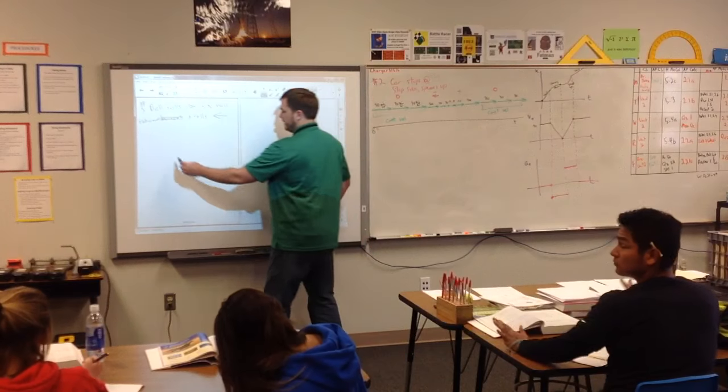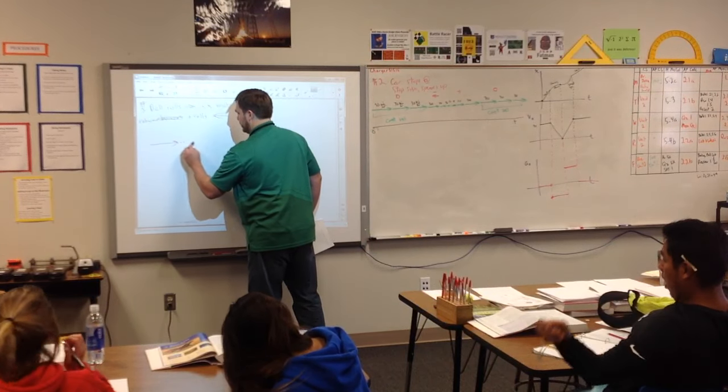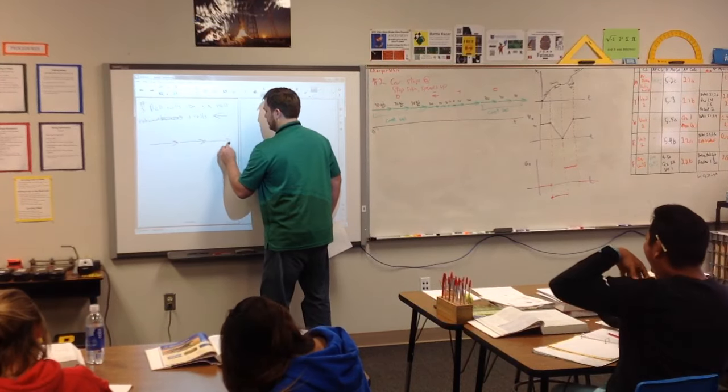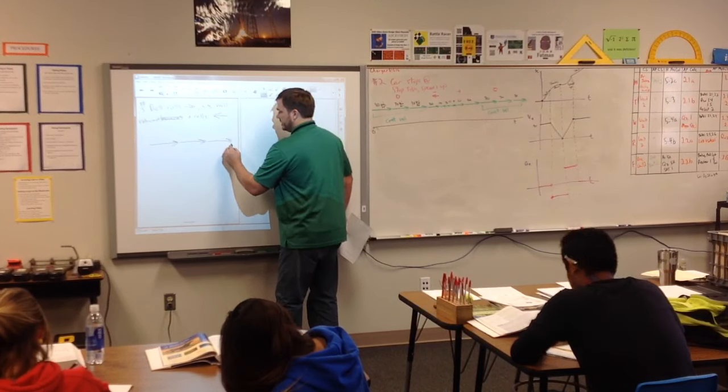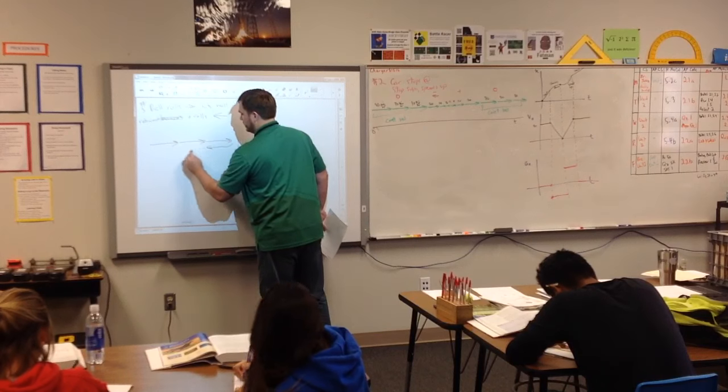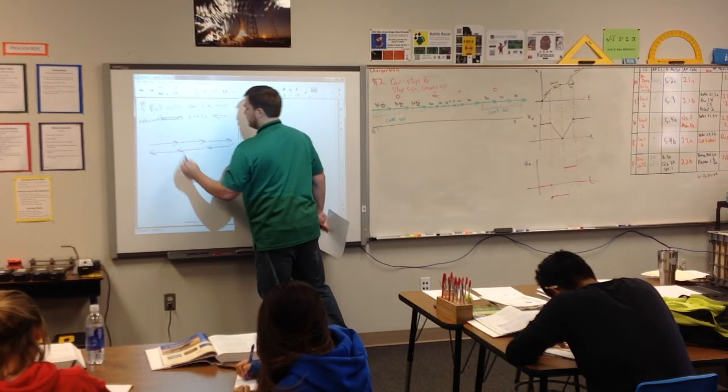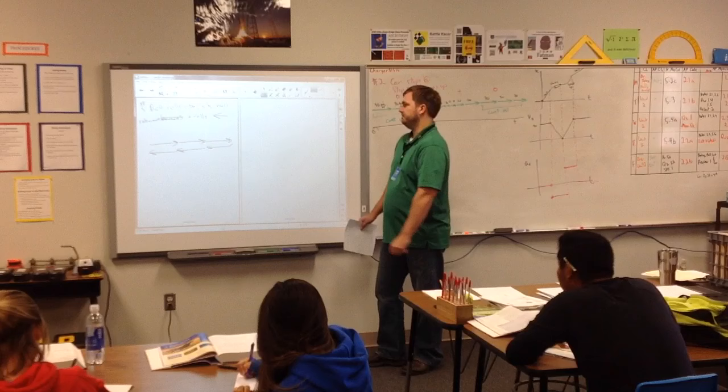So our motion diagram looks something like this. Rolling, rolling, rolling. Hits the wall almost instantaneously. It is now rolling, rolling, rolling that way.